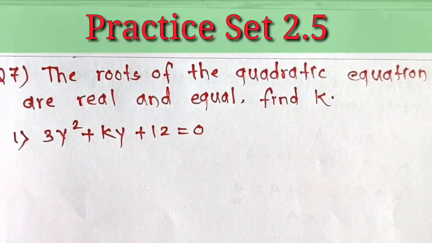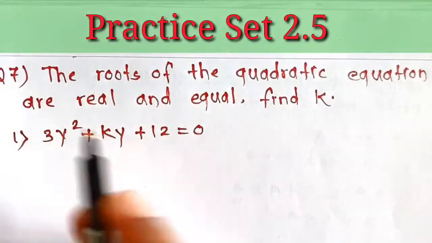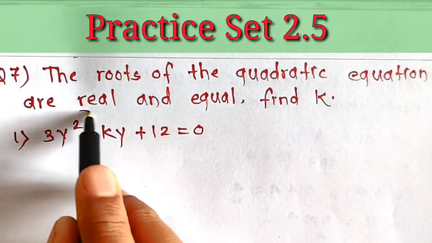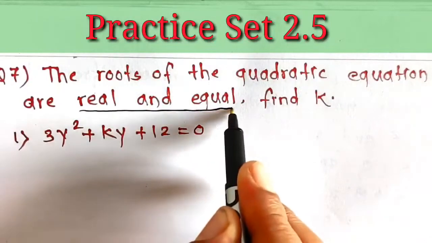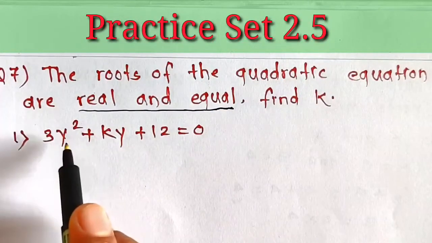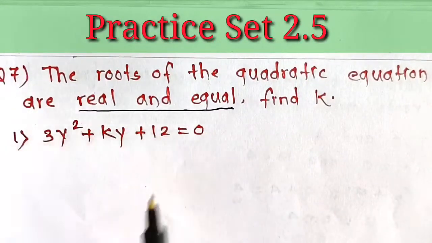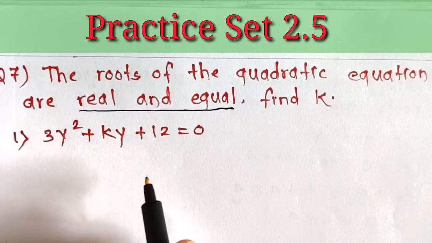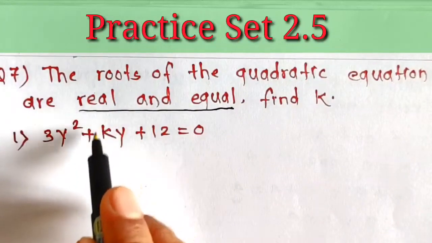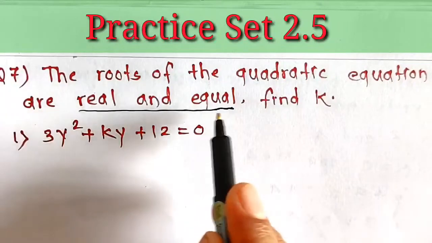The roots of the quadratic equations. What is given? The roots of the quadratic equation are real and equal. That is a very important point. Then find the value of k. The equation is 3y square plus ky plus 12 is equal to 0. Then we have to find the value of k. The condition is the roots are real and equal.